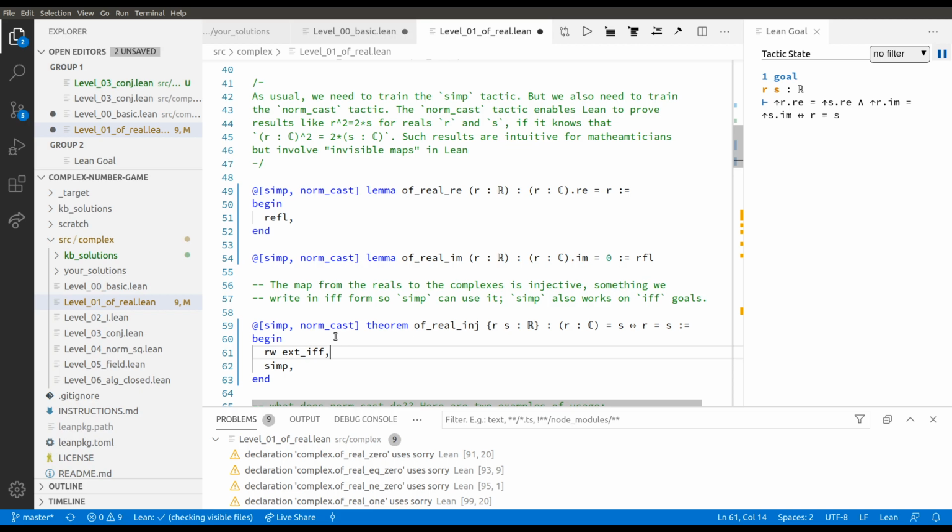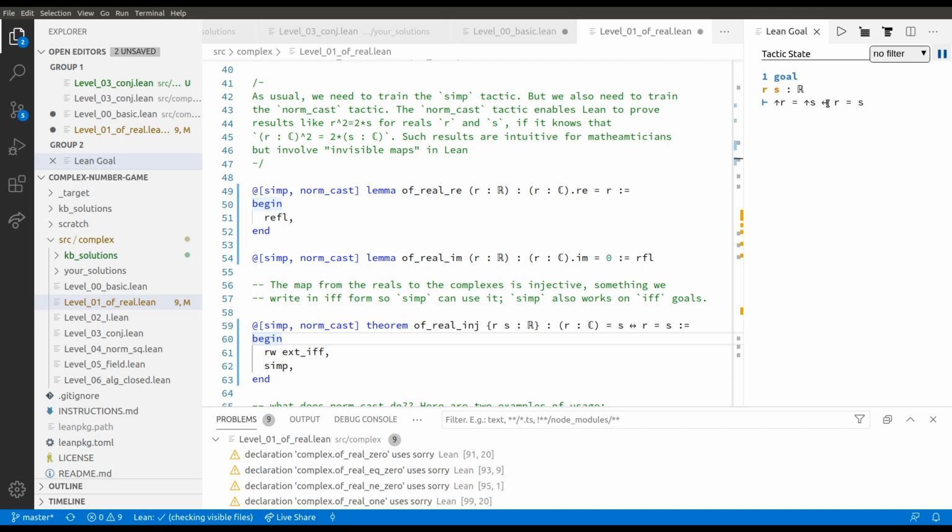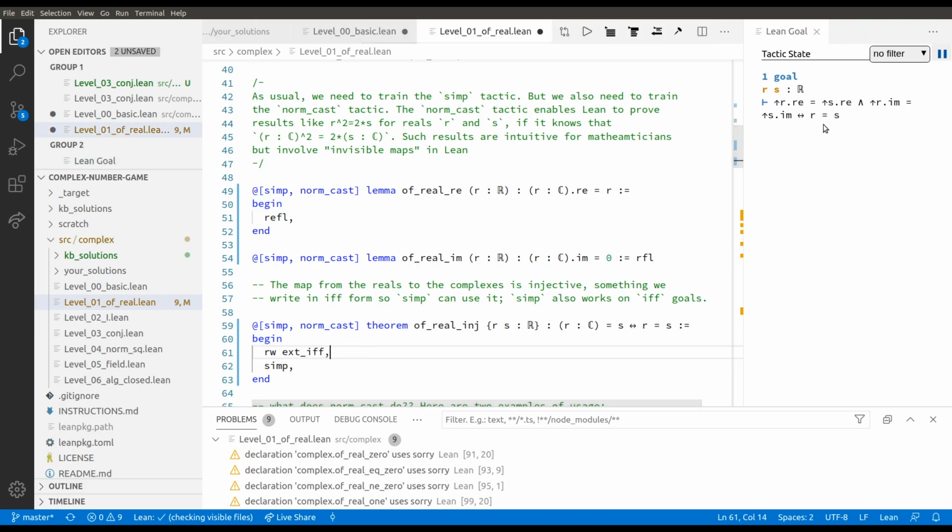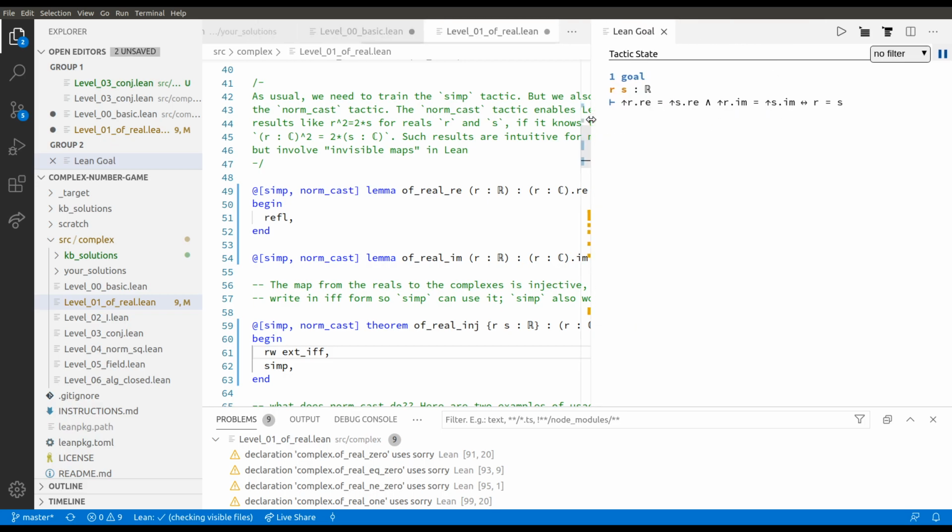So what happened there? We had two real numbers r and s, and we wanted to prove that the corresponding complex numbers were equal if and only if the real numbers were equal. And what does it mean for these two complex numbers to be equal? By definition, it means that their real parts are equal and their imaginary parts are equal. This is a useless thing, obviously true because it just says 0 equals 0. And this, when you simplify it, says r equals s.